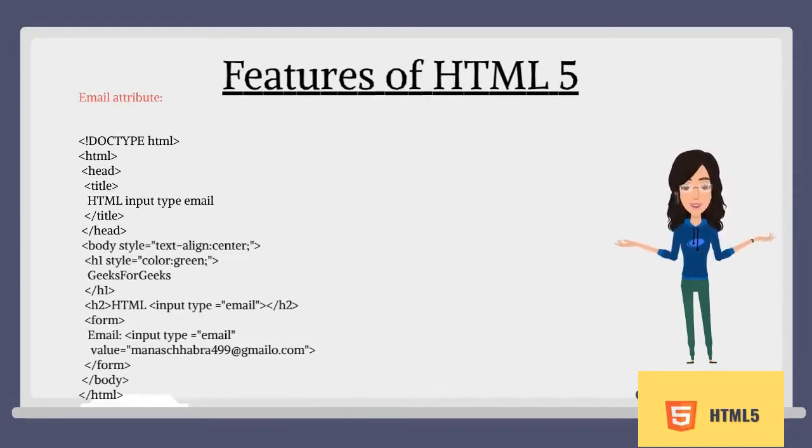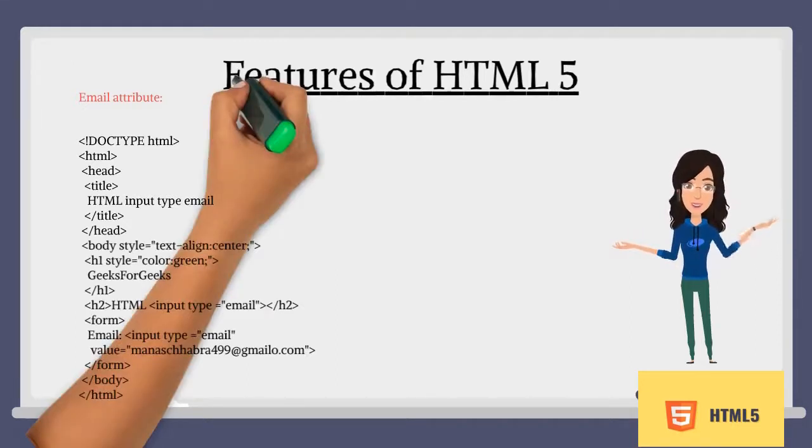The next is the email attribute. When the input type in the form is set to email, the browser gets the instruction from the code to write a valid format email. The input email ID is automatically validated to check whether the format of the email ID is correct or not. You can see the example on the screen, and the output is also shown on the screen.